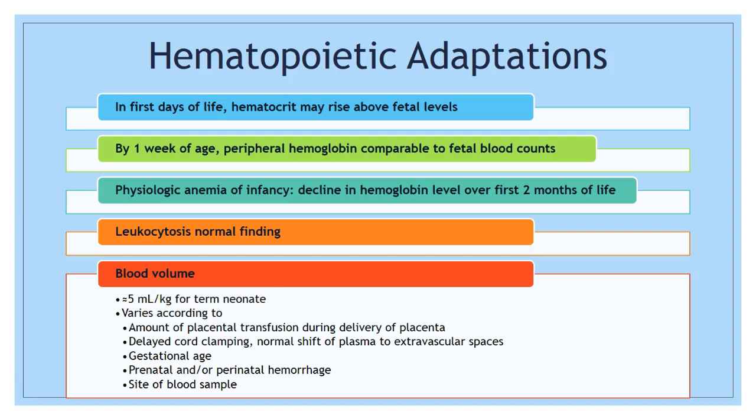Red blood cells have a lifespan of around 80 to 100 days in infants, and they don't make red blood cells as quickly as adults. So, as their red blood cells die off, if they're not making them or if they're broken down, they're not making them quickly enough. That's one reason why we can see some anemia as well.